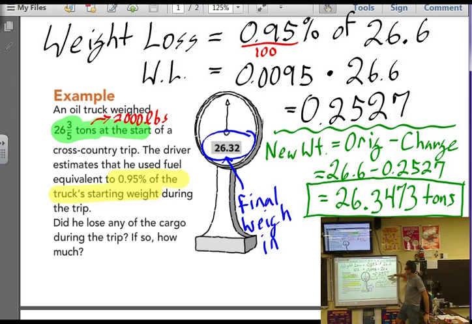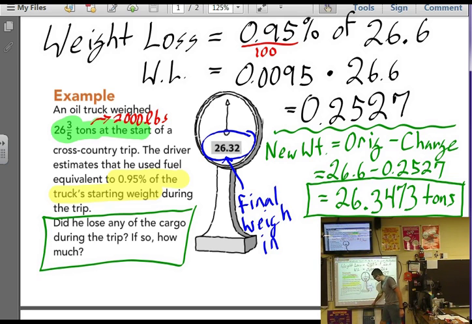All right, so once we calculate our 95 hundredths of a percent of 26.6 tons, that becomes 0.2527 or 2,527 ten-thousandths. And then we subtract that away from our original weight to find out what the new weight should be. And we found out that the new weight should be 26.3473 tons. Since the final weigh-in was 26.32 tons, when we look at the did he lose any of his cargo on his trip, well, the weight that he should have weighed in at does not match the weight that he did weigh in at. And since that weight is lower, we can say that yes, he did lose some of his cargo, and we can do this subtraction to find out how much he lost.